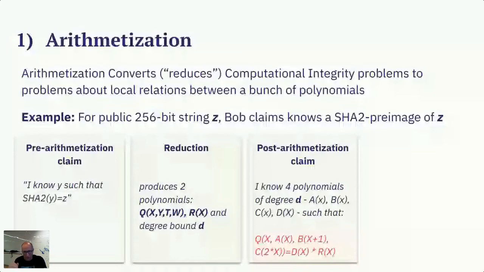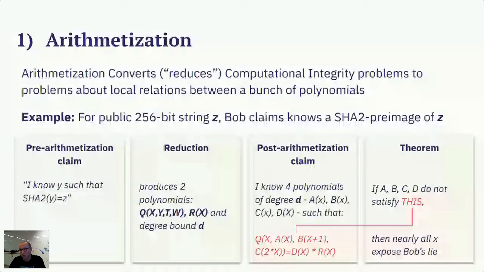I got confused with all the variables. So you plug into Y, you plug A of X, into T, you plug B of X plus 1, and into W, the last variable, sorry about that, you plug in C of 2 times X. It's supposed to equal D of X times R of X, right? And you claim that you know these 4 polynomials. So you started from a very computational statement, and now you're in this very algebraic statement.